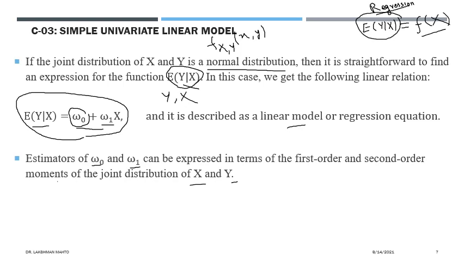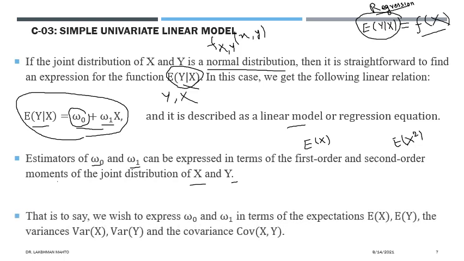So here I am talking about estimation of omega naught and omega 1. I mentioned that these can be estimated in terms of first order and second order moments. First order moment means expectation, and second order moment means x square or something like that. Likewise, expectation of y is the first order moment and expectation of y square is the second order moment. By engaging those together, you can calculate variance and other parameters with the help of those moments.